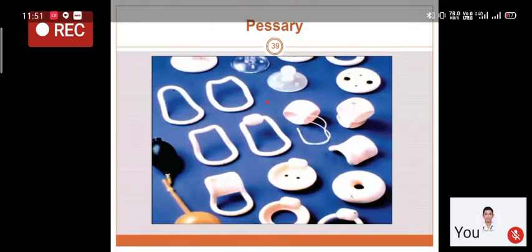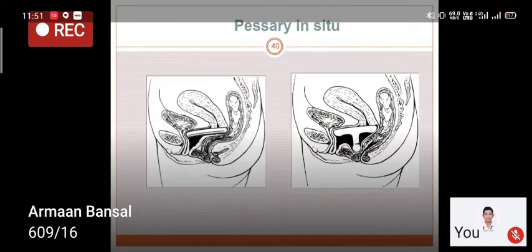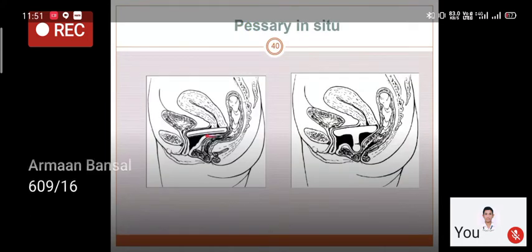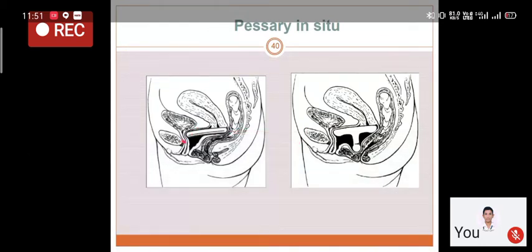These are the pessaries which can be worn as a treatment for prolapse. If you see in this diagram, these are different types of pessary shown. The pessary is inserted in between the pubic symphysis, there should be bone in between the two. So posteriorly there is the sacral promontory, and anteriorly there is the pubic symphysis. The pessary is worn in between these two bones, and it will prevent the uterus from descending down into the vagina.